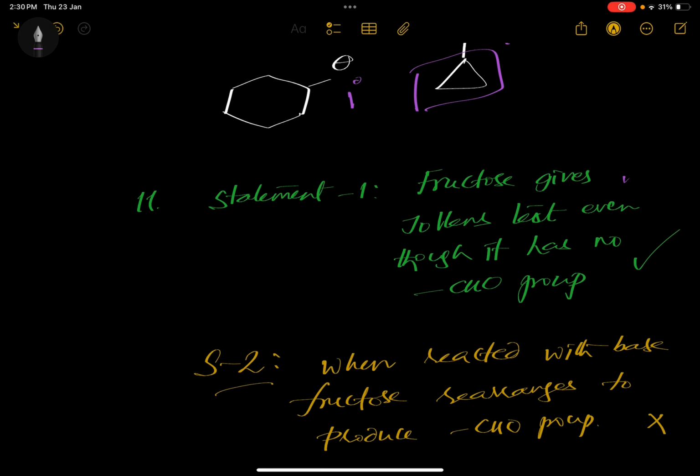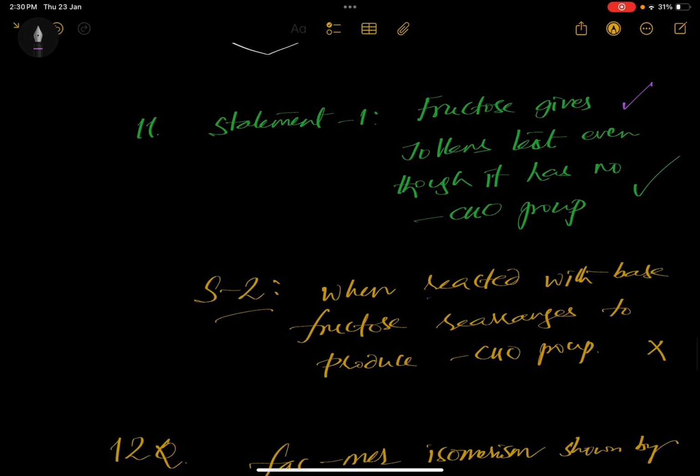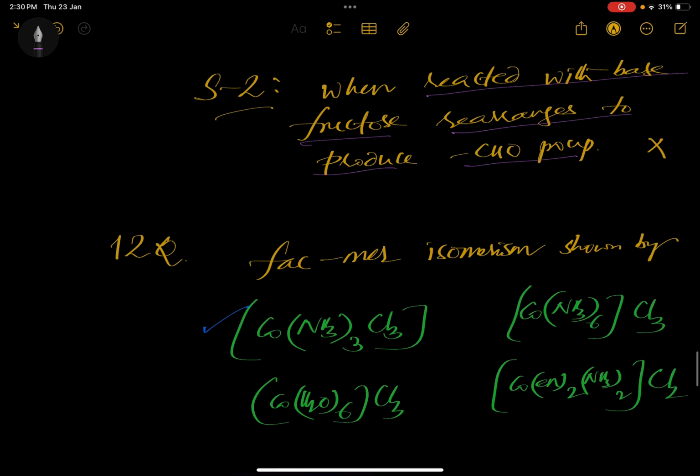Fructose gives Tollens test. Yes, fructose, maltose, glucose, all will give you Tollens test because of some rearrangement. When reacted with base, fructose rearranges to produce CHO group. This is not the right statement. Okay, now there will be some rearrangement. All molecules will be converted from one to another.